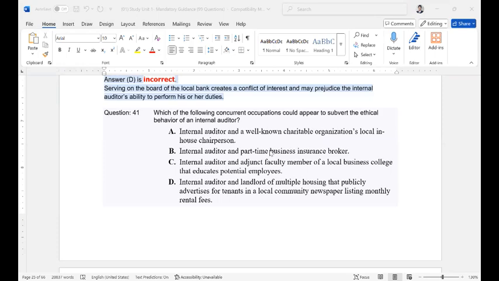Internal audit and part-time business insurance broker. Now that might be conflicting if the internal auditor is working in a company related to insurance. Internal audit and adjunct faculty member. That's okay, I do a little part-time lecturing here and there. Internal audit and landlord, so I can have several houses and advertise them, that is okay. So it looks like B.